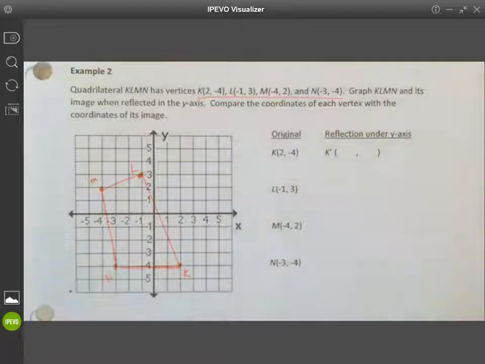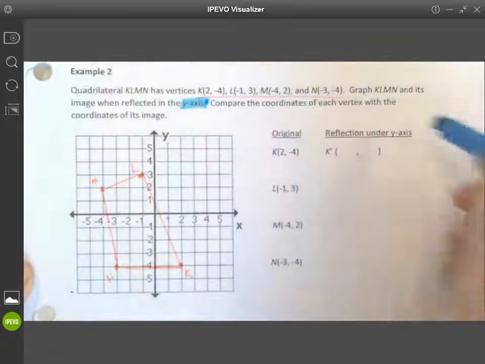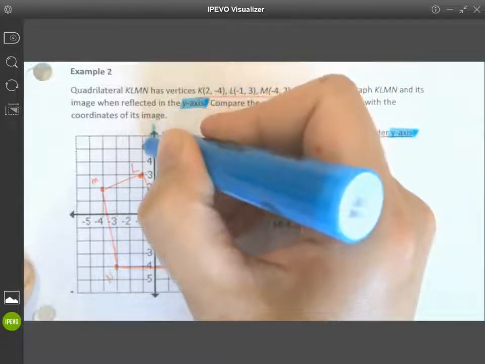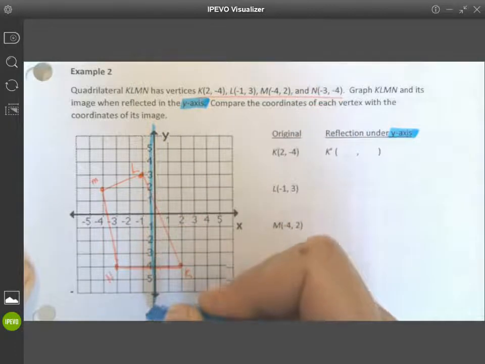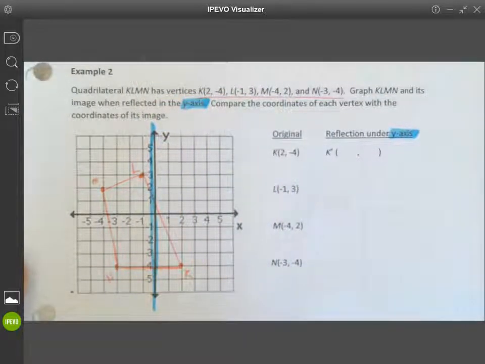So where are we reflecting this one? Reflecting over the y-axis. Okay, the y-axis is that vertical axis. So this is sort of my focal point. Guys, it's not always going to be the x or y-axis, so having that highlighter sort of helps my brain focus on where it is. Okay, so here I go.